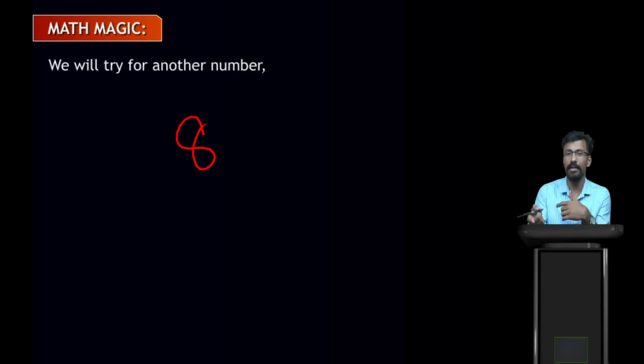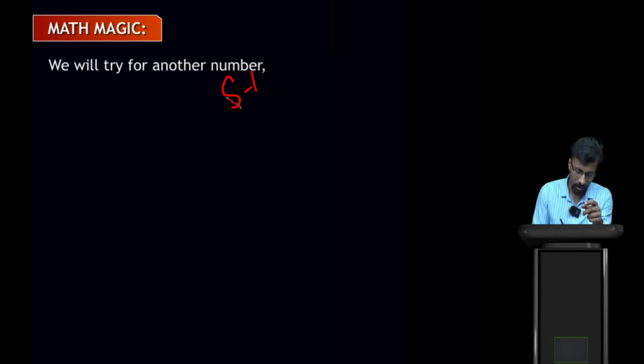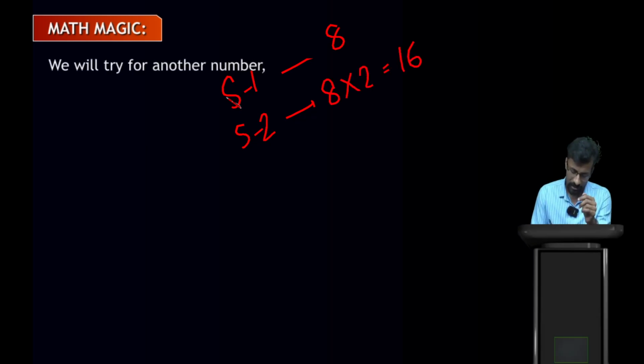Then in the second step, we have to multiply it by 2. So step number 1, 8 is our first digit. In step number 2, we have to multiply it by 2. Remember? So multiplying it by 2, we get 16. Up to this, fine.